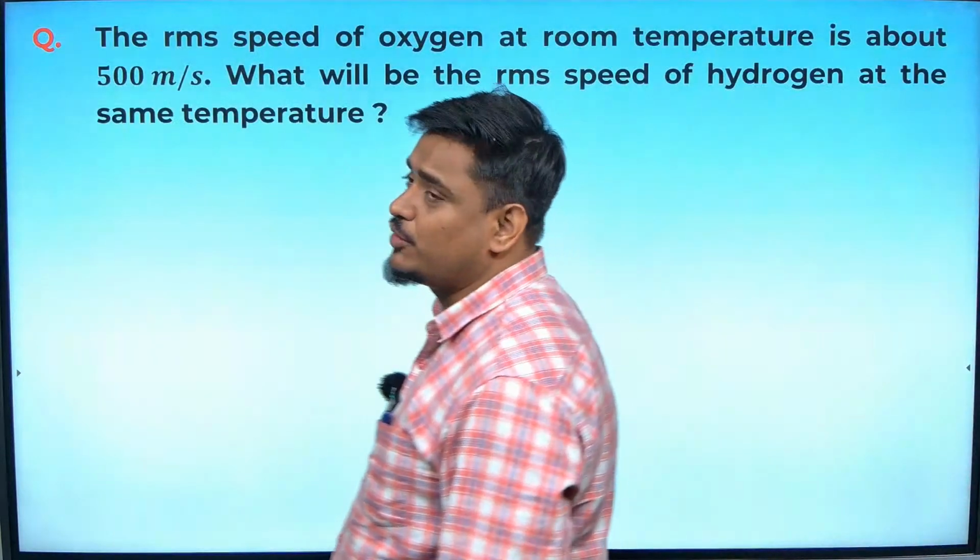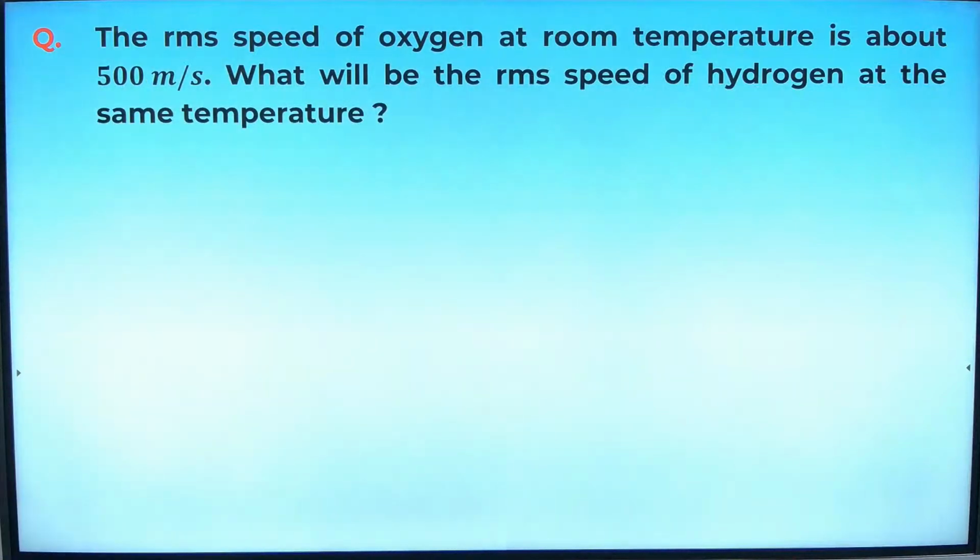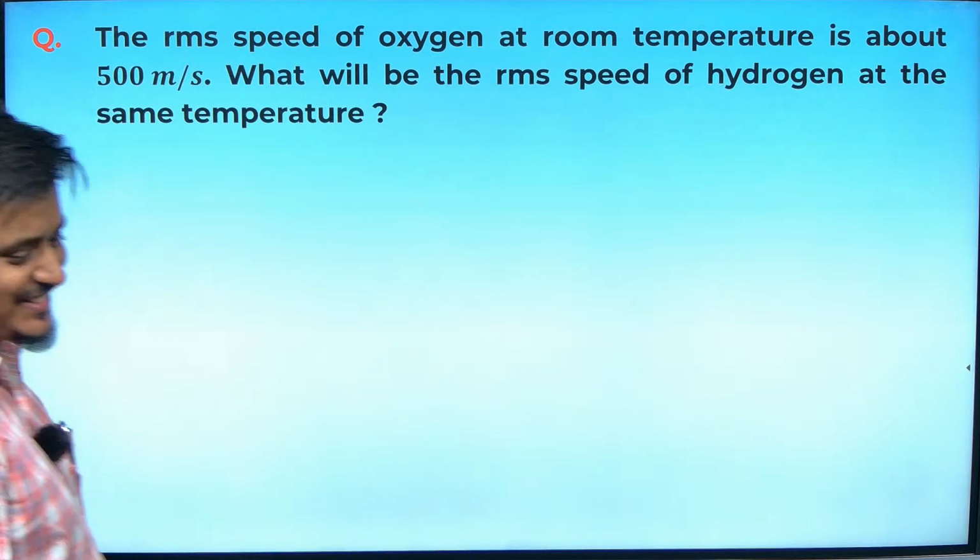Next question, fast. RMS velocity of hydrogen is given as 500 meter per second. Oxygen mass you don't know? Hydrogen, helium, lithium, beryllium, boron, carbon, nitrogen, oxygen. 8 is the atomic number. What is the mass number then? 16 amu.